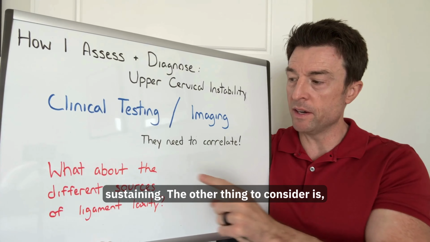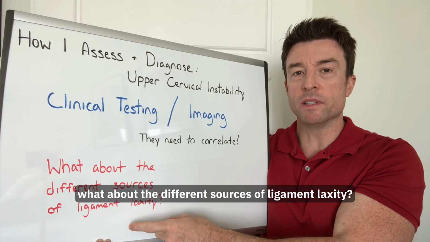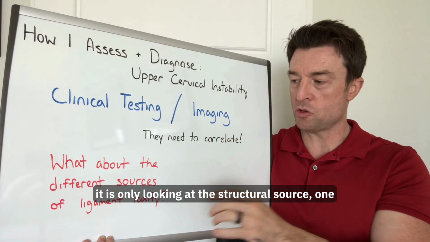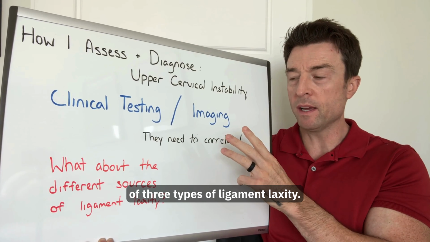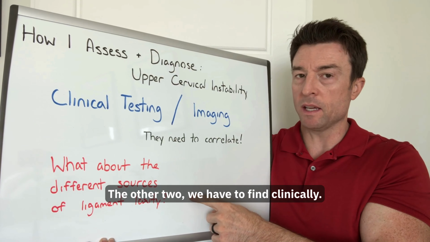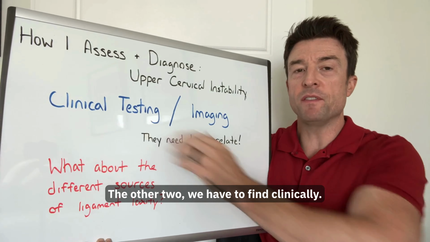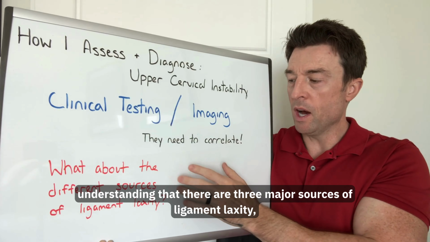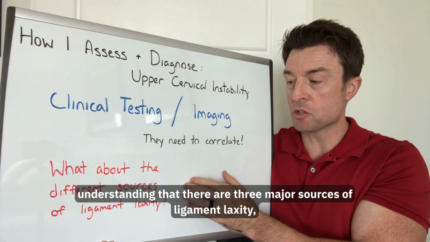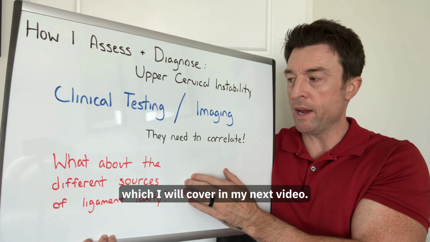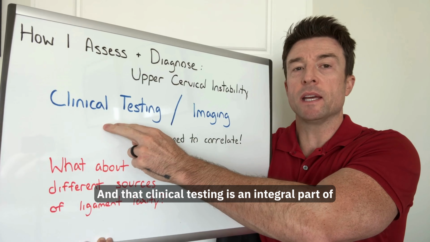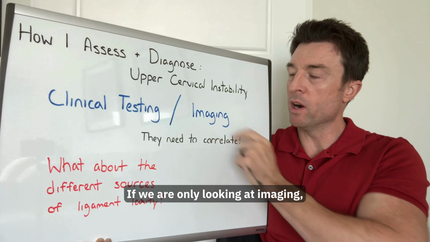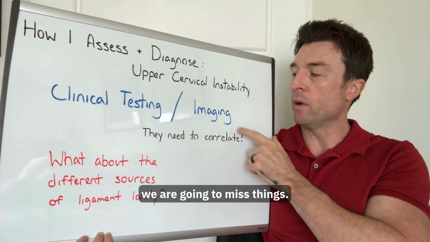The other thing to consider is, what about the different sources of ligament laxity? Now, when we look at imaging, it is only looking at the structural source, one of three types of ligament laxity. The other two we have to find clinically. It is so important to see the whole picture, understanding that there are three major sources of ligament laxity, which I will cover in my next video, and that clinical testing is an integral part of assessing and diagnosing upper cervical instability. If we are only looking at imaging, we are going to miss things.